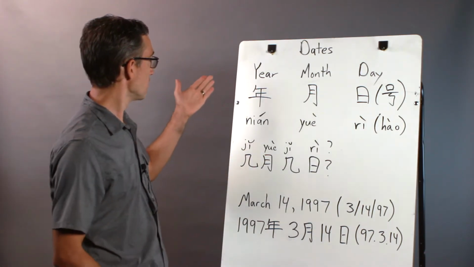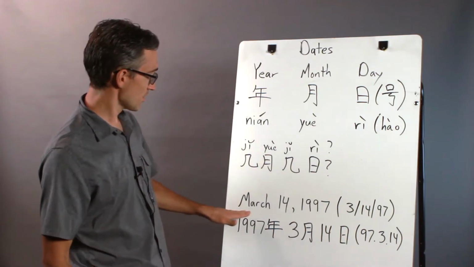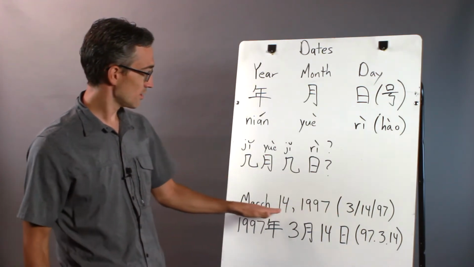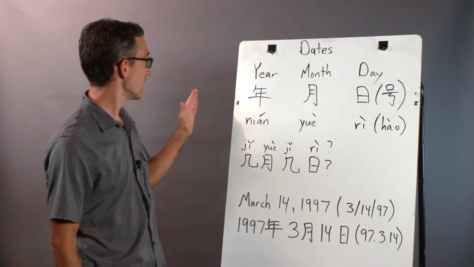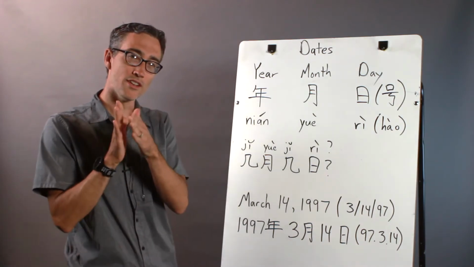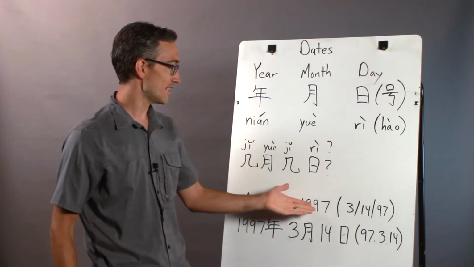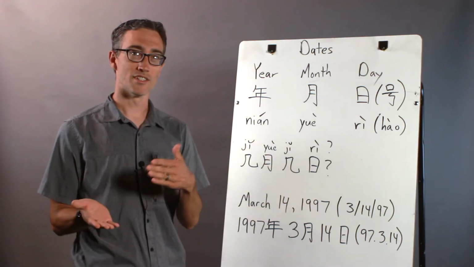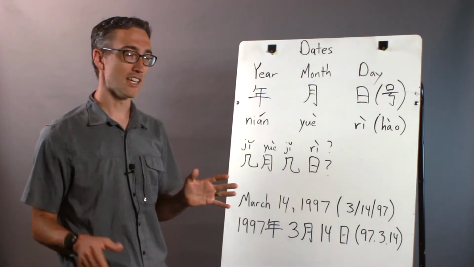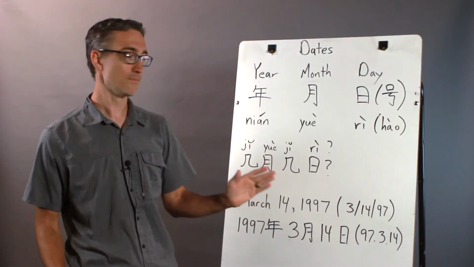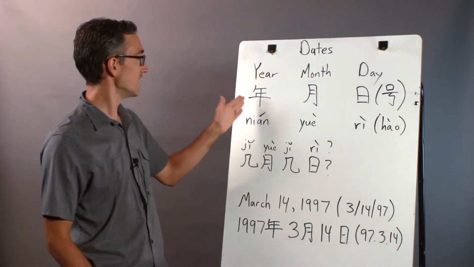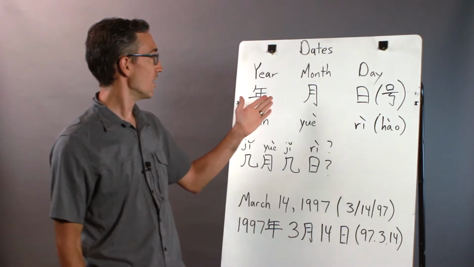So we say the number of the year. Here's an imaginary date, March 14th, 1997. In Chinese, you just say the numbers. You don't actually have to say 1,000. We'd say 1997 or the year 1997. Nothing like that in Chinese. We just say 1997. So 1997 nian, that's year.